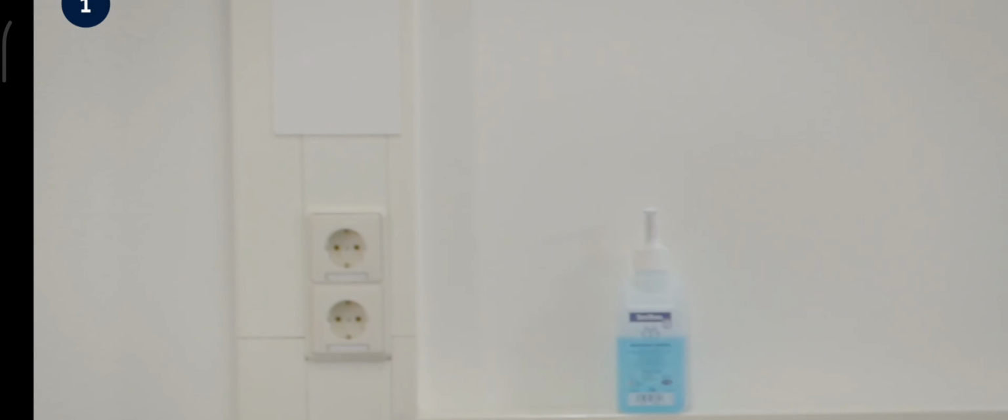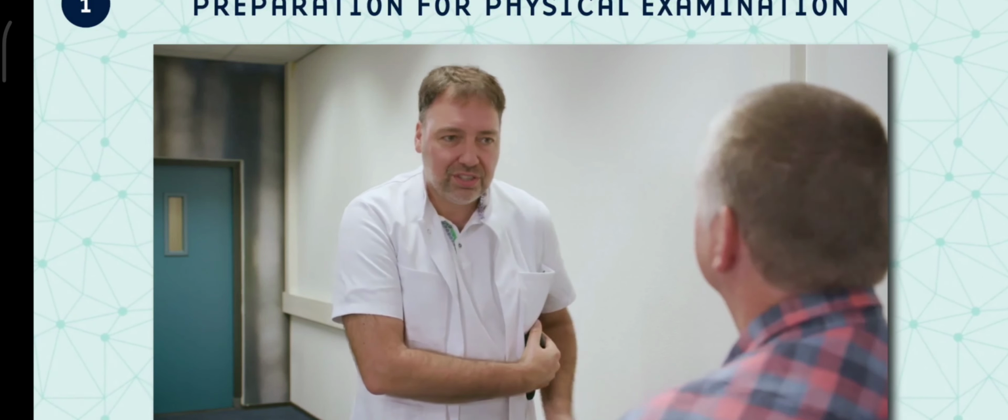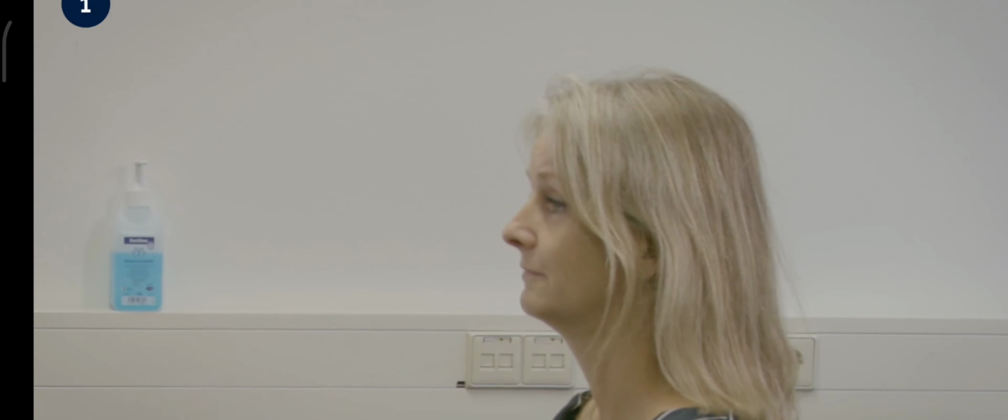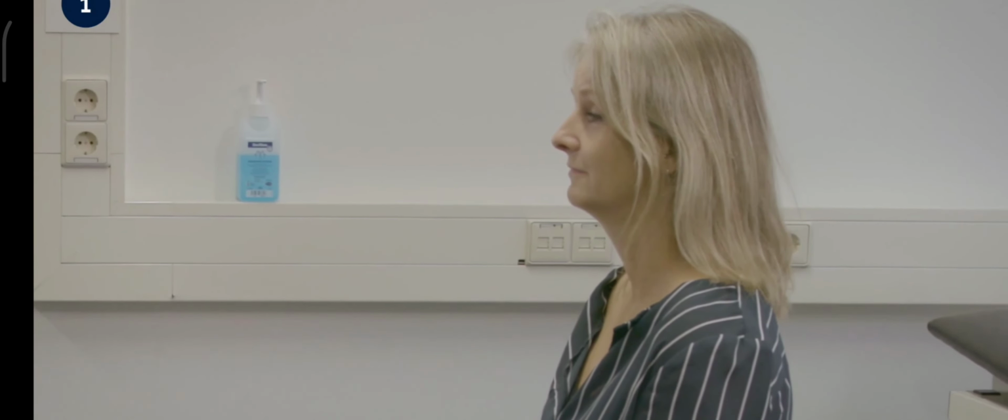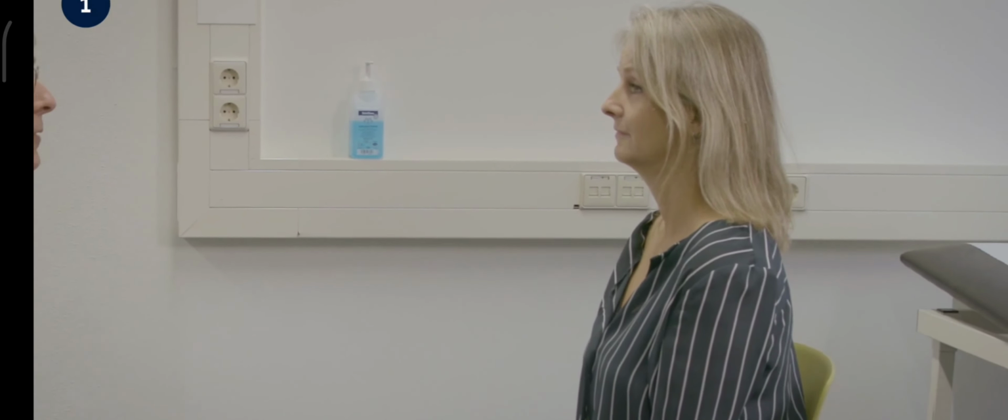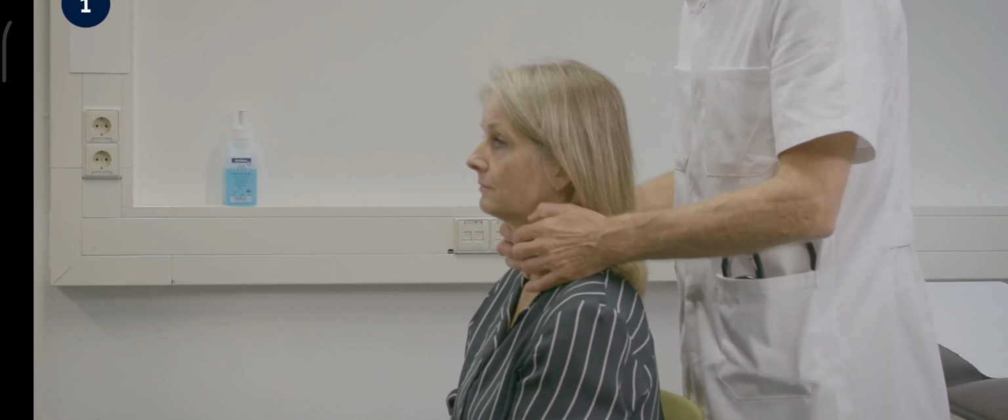For a detailed description of how to prepare for a physical examination, refer to the course Preparation for Physical Examination. To perform an examination of the neck, the patient is positioned sitting on a chair away from the wall, directly in front of the examiner, with elements of the exam performed while the examiner stands behind the seated patient.